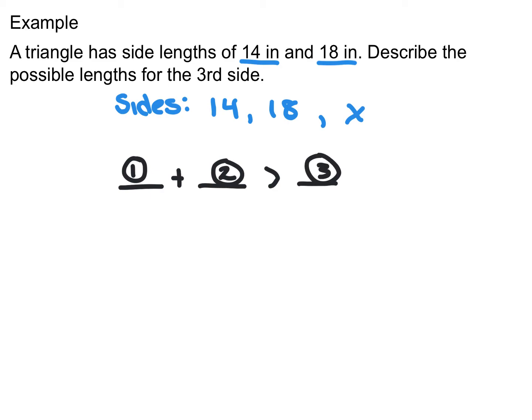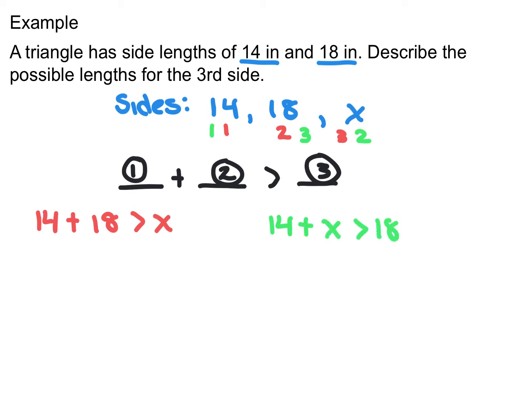This is my first, second, and third spot. So the first one, I'm going to keep everything in order. So I have the first, the second, and third number. So I can say 14 plus 18 is greater than x. Then I want to check, is the first and the x greater than the middle number? So 14 plus x is greater than 18. And then the last one I'm checking is the sum of the second two greater than the third. So I'm checking all three combinations. So 18 plus x greater than 14.